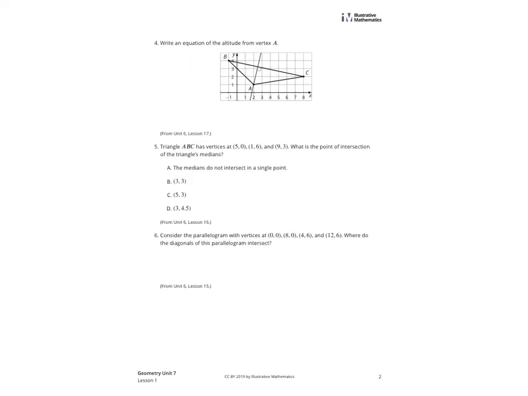On this page, write an equation for the altitude from vertex A. As a reminder, an altitude is perpendicular to the other side. Notice this right angle mark in my picture. So BC is perpendicular to this line that goes through A. So this is going to be a perpendicular slope problem. So I want the equation of this line that goes through A. The first thing I need to find is its slope. So let me get a different color. I'm going to figure out the slope of BC.